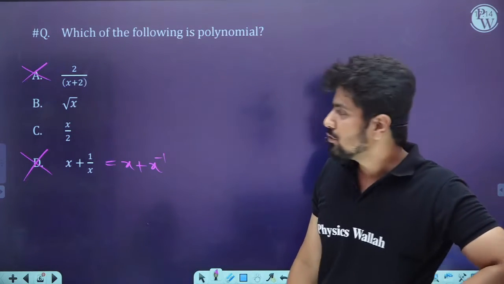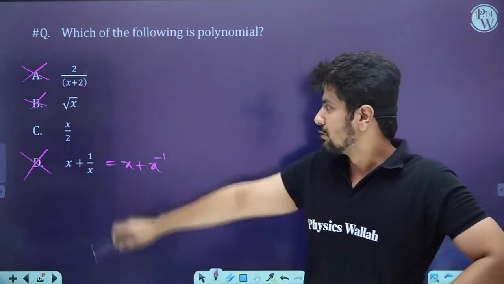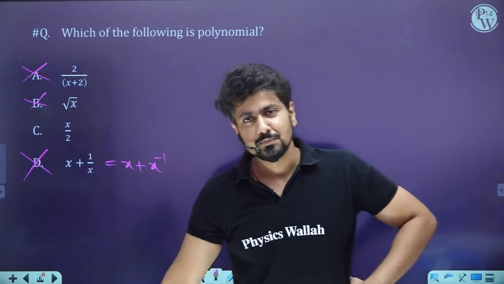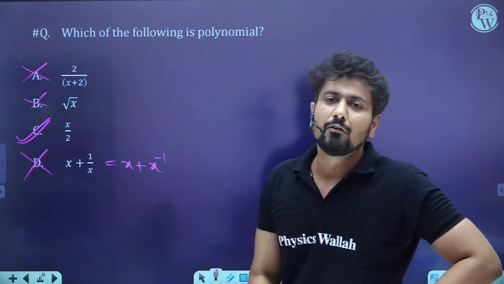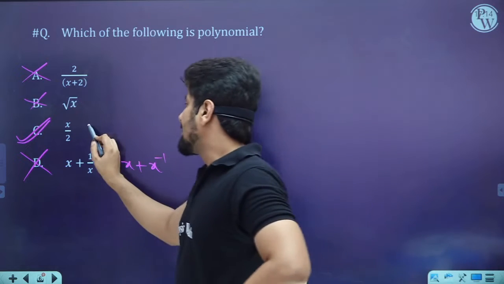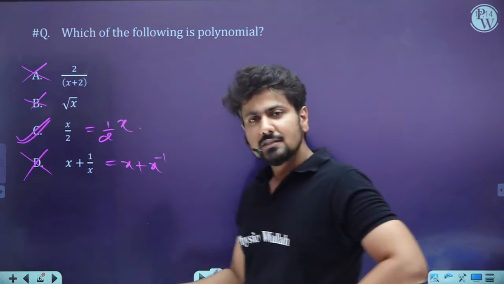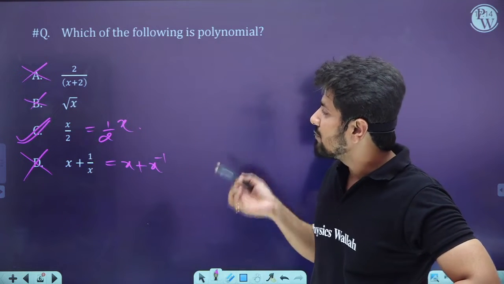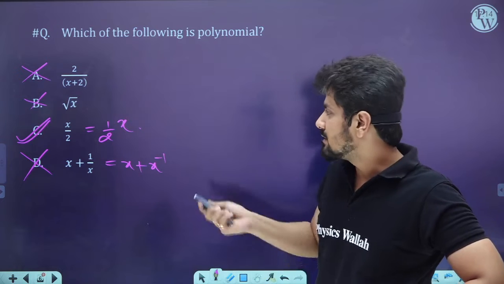Option D is not a polynomial. Option B is not a polynomial because the power of the variable is 1 by 2. But option C is a polynomial because here the power of x is 1. Basically it is 1 by 2 times x, right? This is a polynomial because here the power of the variable is a whole number. So this is a polynomial.